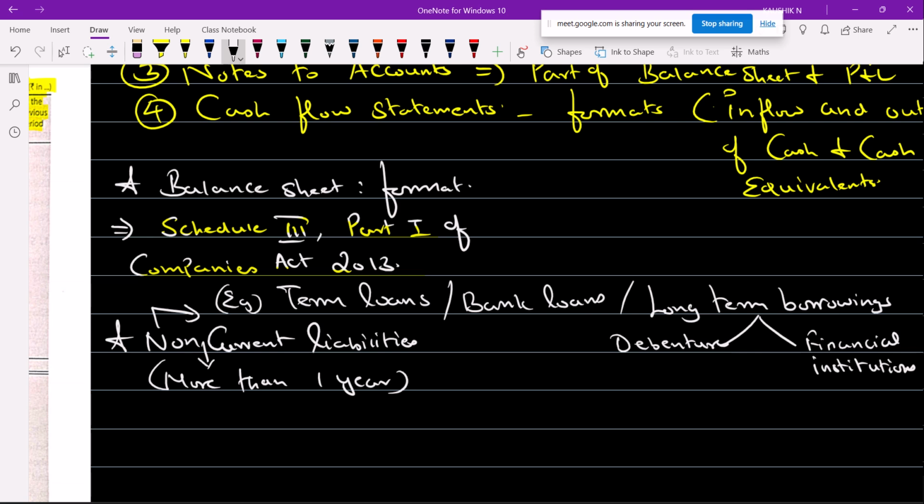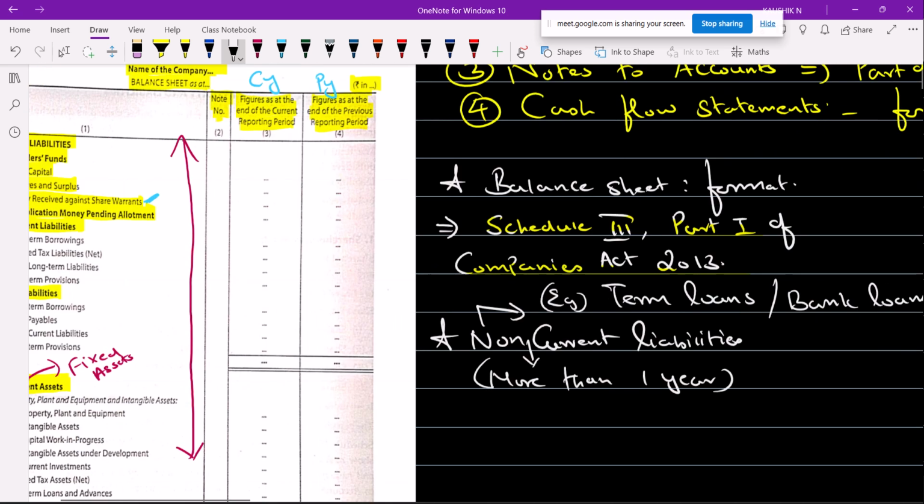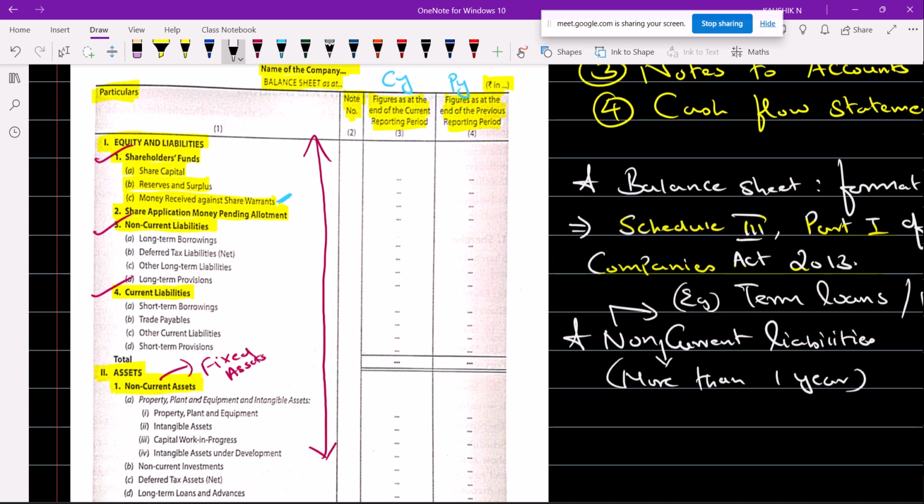Basically, a liability which has to be paid after more than a 1 year period, we can call a non-current liability. Examples are term loans, bank loans, and long-term borrowings in the way of debentures or from financial institutions, etc. Any doubt in this understanding of non-current liability meaning or examples in general?